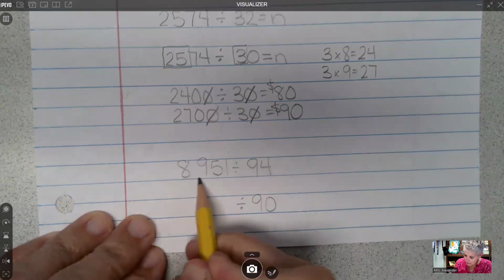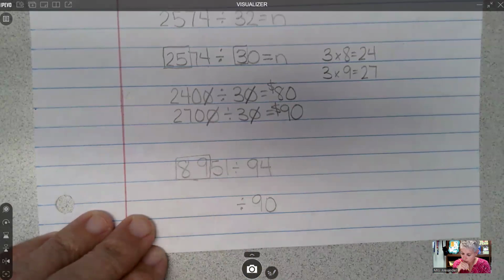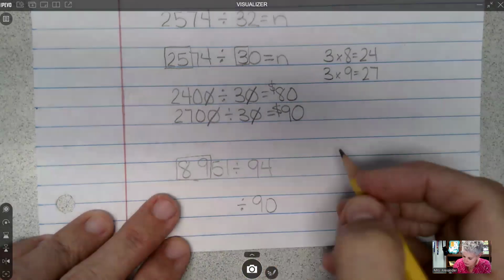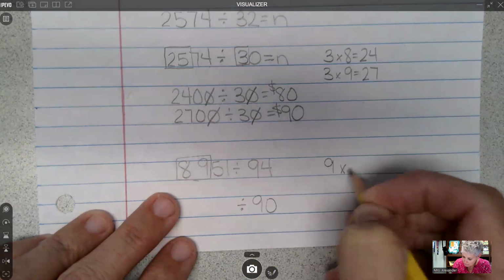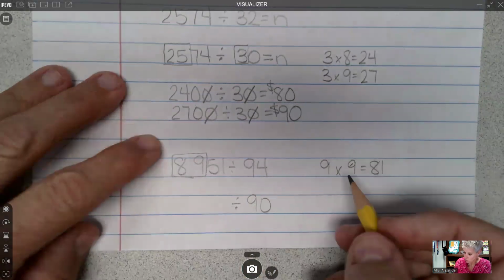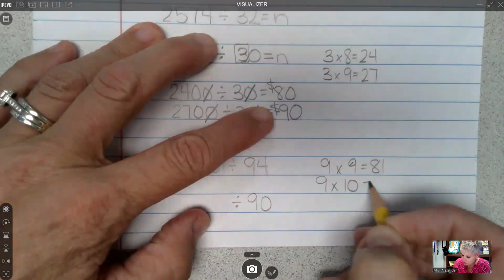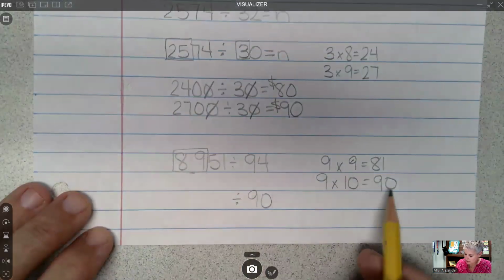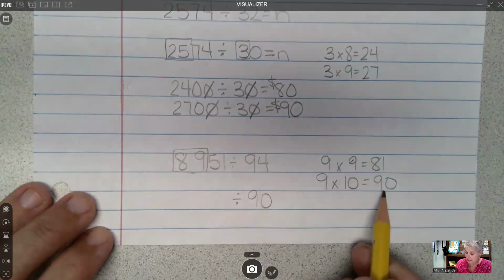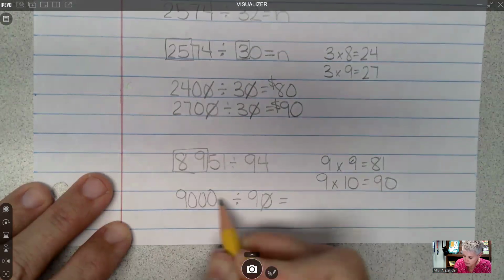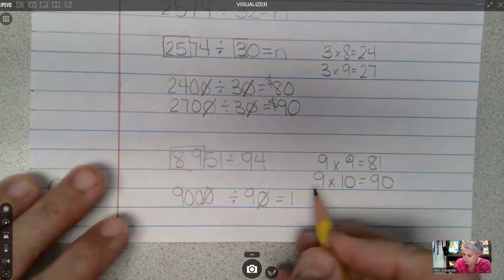So now when I look at the front of my problem, I want to think of my simple multiplication. 9 times what gets me close to 89? 9 times 9 equals 81, or 9 times 10 equals 90. So which one is a better choice? 89 is closer to 90. So we're going to change our dividend to 9,000, and that's going to equal 100.